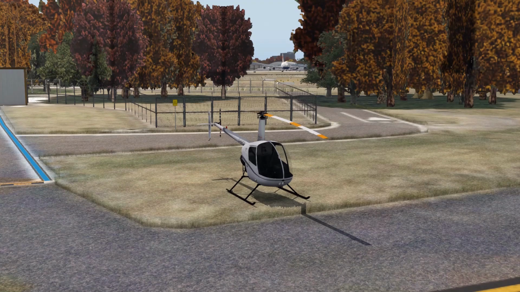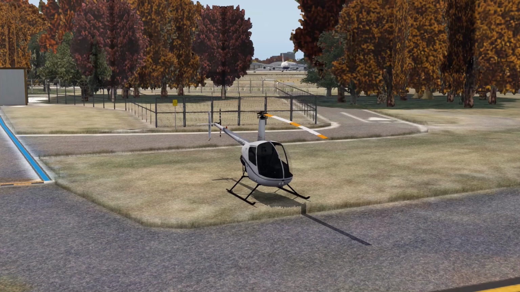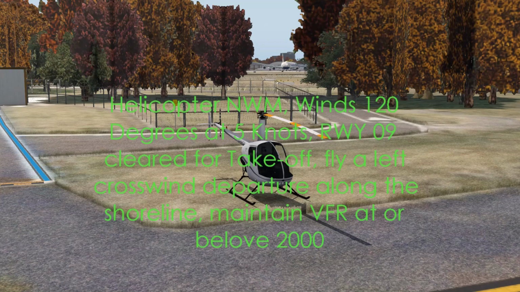Now as an example, a departure from a non-controlled airport, I would advise on Unicom: Random airport traffic. Helicopter November 9051 Whiskey Mike, taking off runway 09, left downwind departure, climbing 1000 feet. Random airport. Flying from a towered airport, you might hear something like this: Helicopter November Whiskey Mike, winds 120 degrees at 5 knots, runway 09, cleared for takeoff. Fly left crosswind departure along the shoreline, maintain VFR at or below 2000.